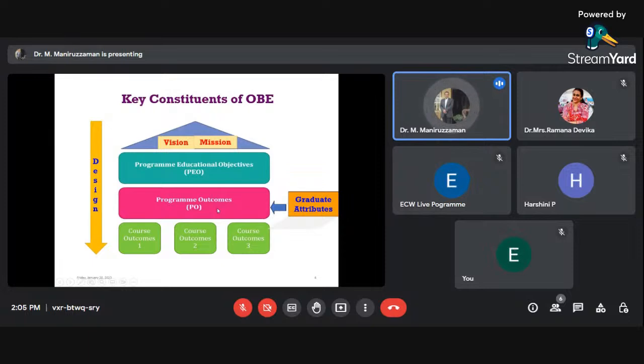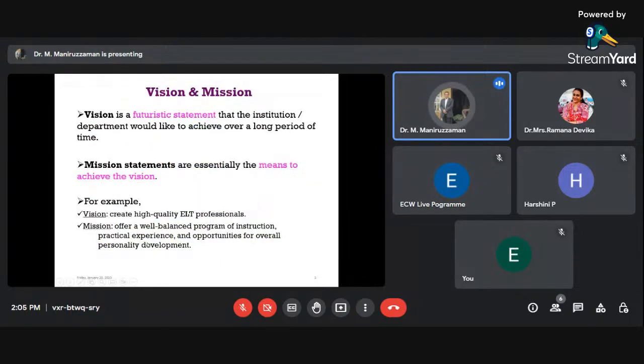Let's have some ideas of visions and missions. A vision is a futuristic statement that the institution or department would like to achieve over a period of time. Mission statements are essentially the means to achieve the vision. Here I have put two examples.